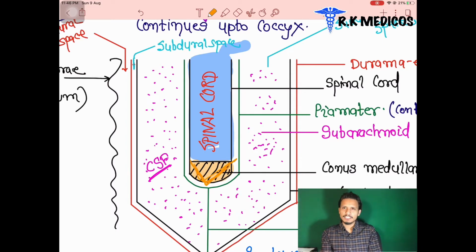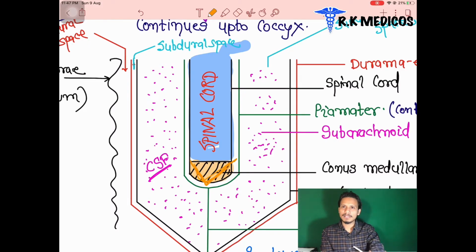Now imagine the spinal cord is covered with membranes, also called meninges. The spinal cord is covered with basically 3 meninges. Moving from inside to outside, the inner one is the pia mater, then just outside it is the arachnoid, and just outside that is the dura mater. So this is the sequence of the meninges, the membranes which cover the spinal cord.